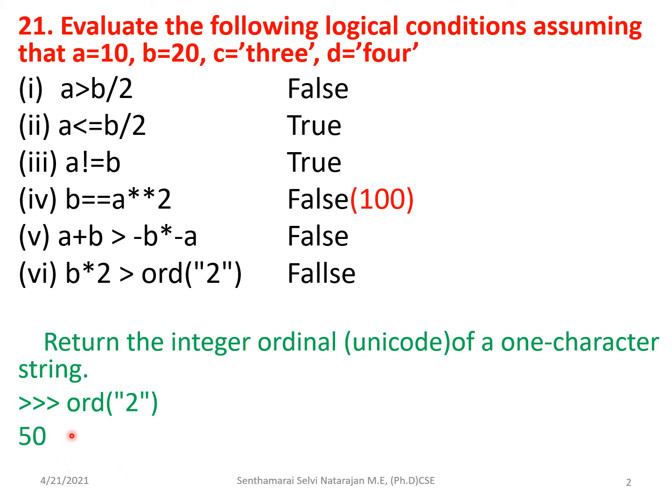The ordinal of 2 is the value 50, and the value of b is 20, so 20 into 2 is 40. 40 greater than 50 means the condition is false. So you can get the value using this ordinal function, which is a built-in function. Next slide.